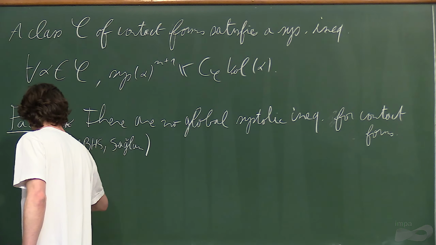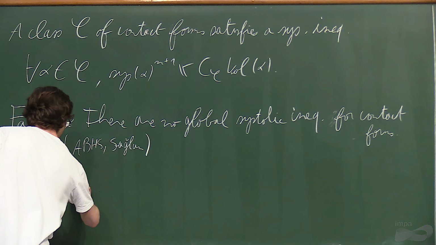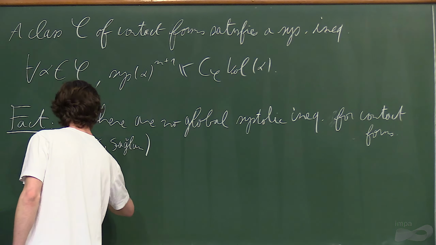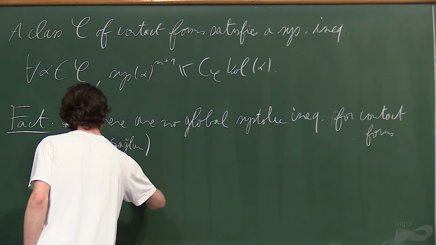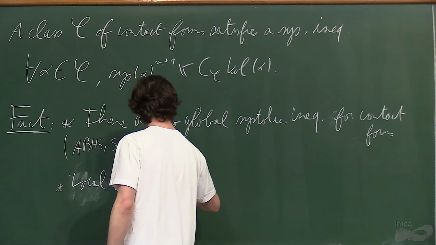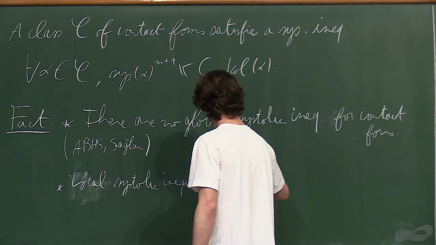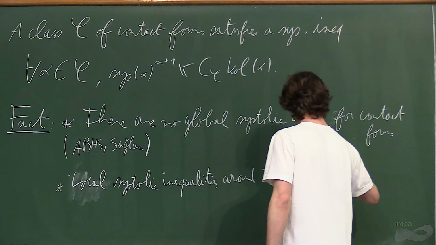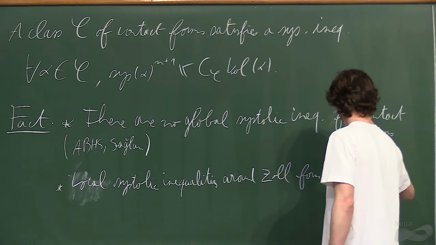Another thing that we know is that there are some local systolic inequalities around some special contact forms that are Zoll. So let's just write it like this: local systolic inequalities around Zoll contact forms. And the most recent, let's say, version of this result is due to Alberto, Gabriele and Oliver Meyer.